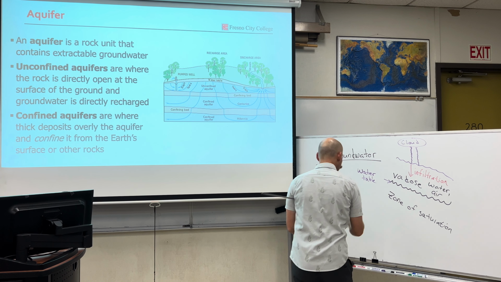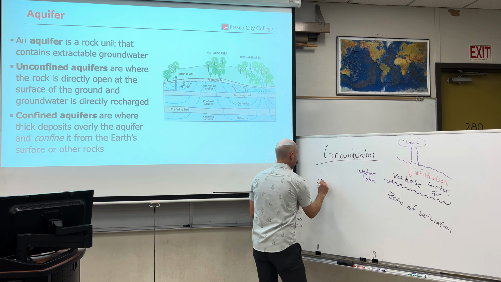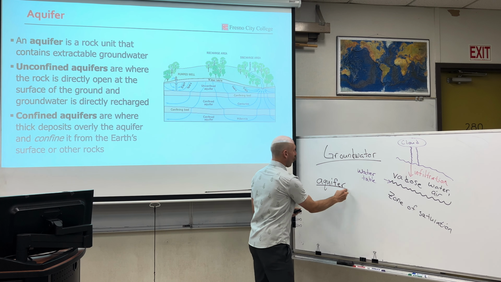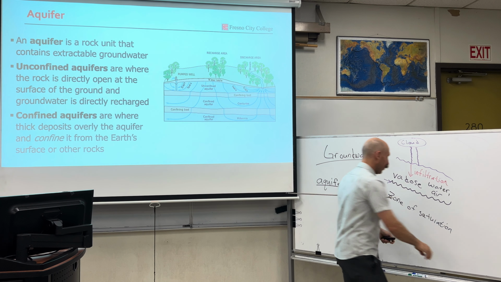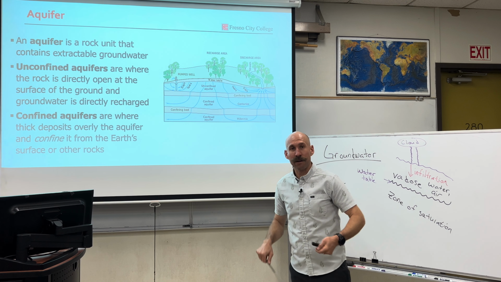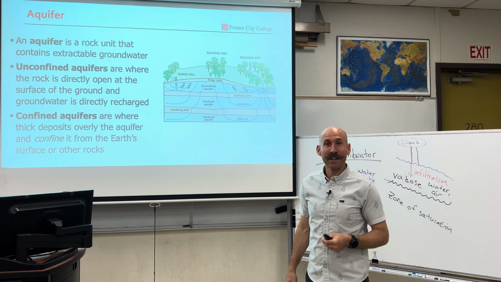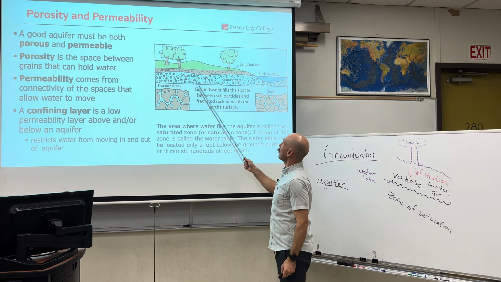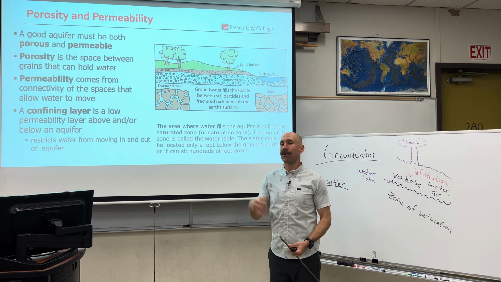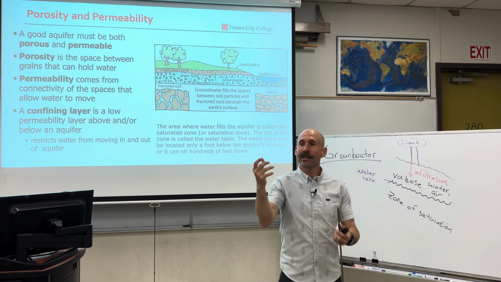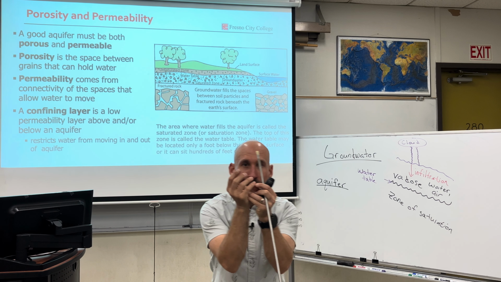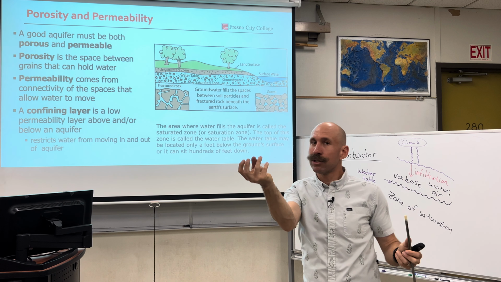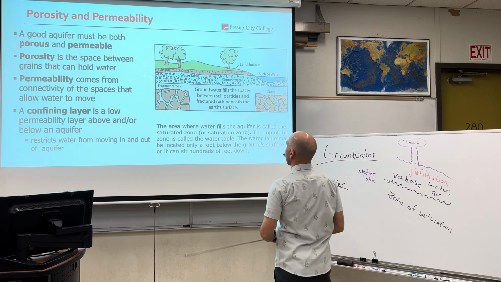So the key term here is aquifer: a body of rock that stores water underneath the surface. Good aquifers are sandstone sedimentary rocks. Good confining layers are crystalline rocks, igneous and metamorphic. And so aquifers need to have the characteristics of being both porous and permeable. Porous is the spaces between all of the individual grains, and permeability is the ability for water to move through those spaces.